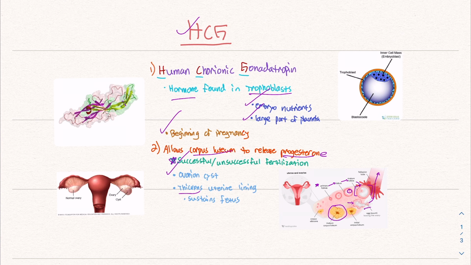Now, if the egg is not fertilized, the body's like, oh, well, there's no baby that's going to grow here. Let's shed that thickened lining because we don't need it anymore. Now, this is where the bleeding comes in during the menstrual cycle, along with all the other symptoms caused by a whole bunch of other things. So this is HCG in a nutshell. So let's move on and talk about how these tests actually work.